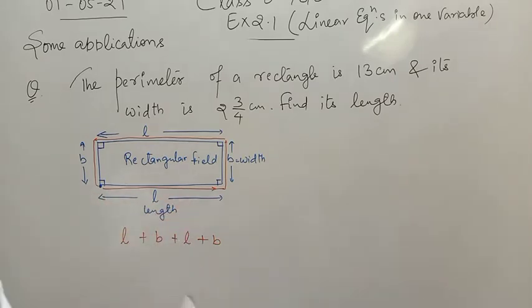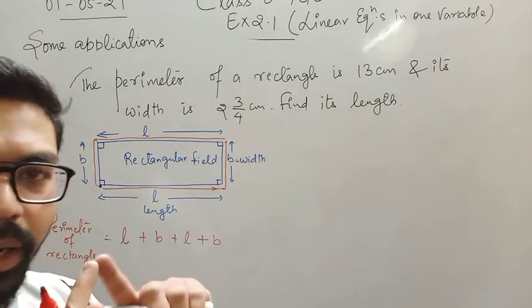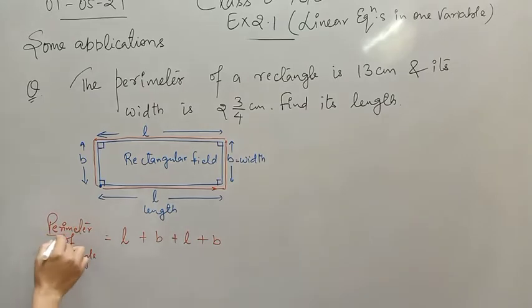So this is nothing but the perimeter of a rectangle. Perimeter of a rectangle. Peri means outer part, or you can say boundary.